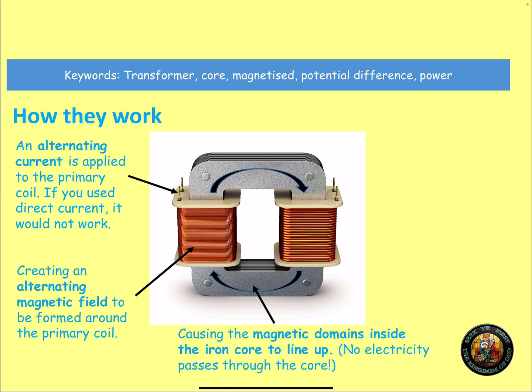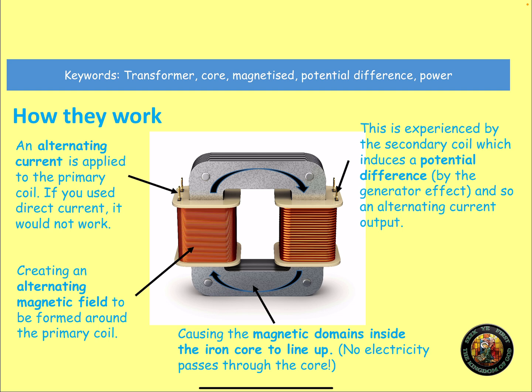That then causes the magnetic domains inside the iron core to line up. However, at this point, no electricity passes through. Don't forget, no electricity passes through the core. It's just causing the magnetic domains inside the iron core to line up. This is experienced by the secondary coil, which induces a potential difference by the generator effect, and so an alternating current output.